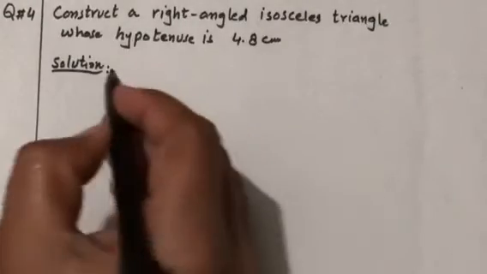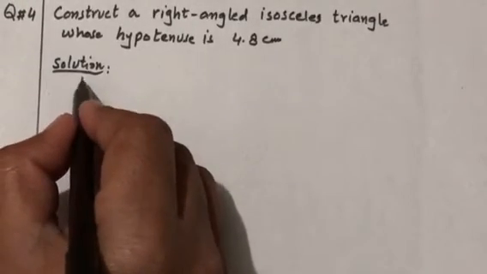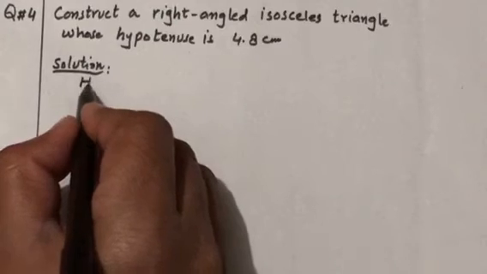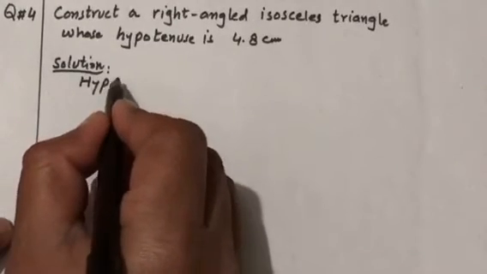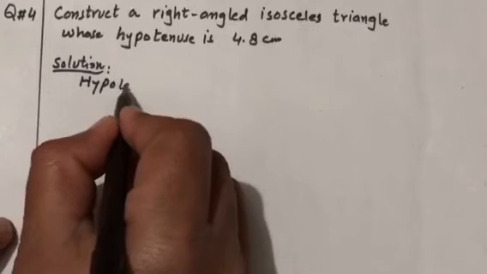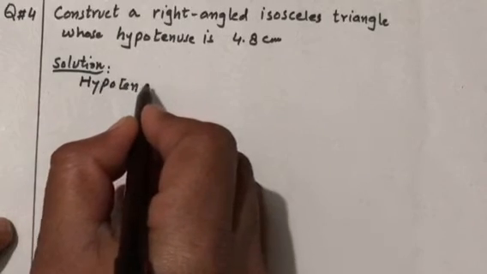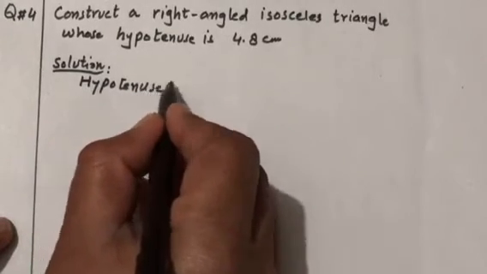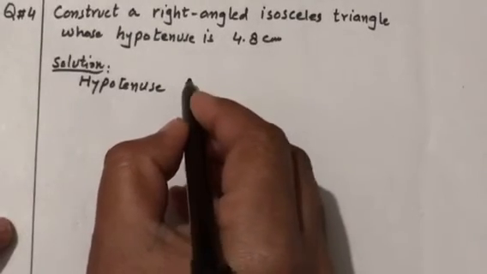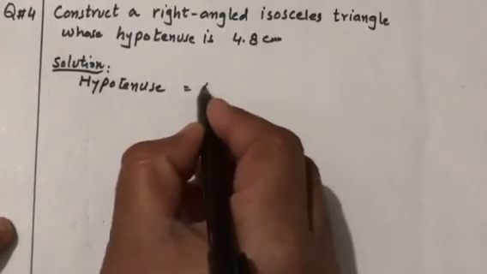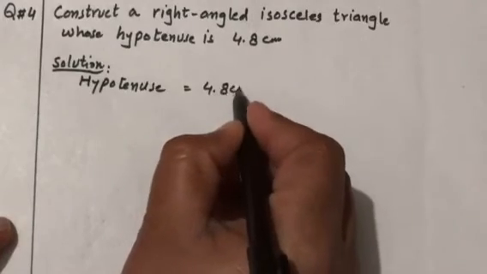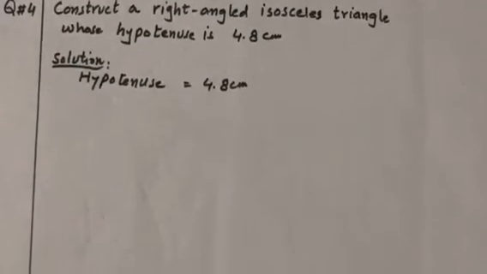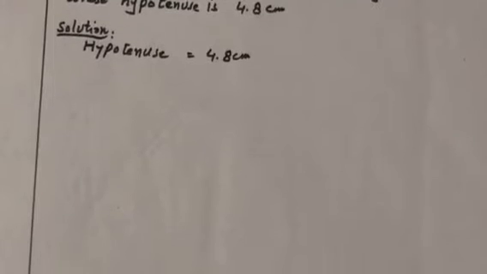In the given question, the hypotenuse of an isosceles right angle triangle is given. The length of the hypotenuse is given as 4.8 centimeter. So first of all we will draw a line segment AB of 4.8 centimeter.